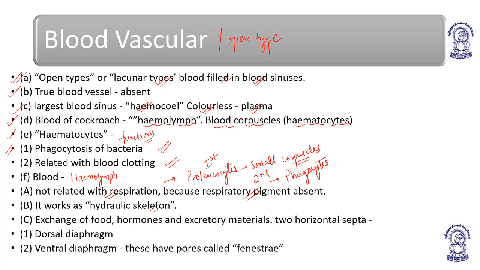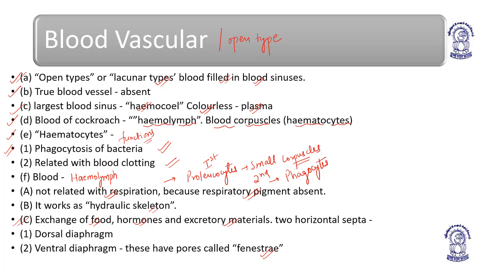Now, the blood of cockroach works as a hydraulic skeleton. It helps in the exchange of food, hormones, and excretory materials. It is divided by two horizontal dividing septae: one is the dorsal diaphragm, and the other is the ventral diaphragm. Ventral diaphragm has ports known as what? Fenestrae. So exchange of food, hormones, and excretory materials is done by the blood, which is hemolymph.